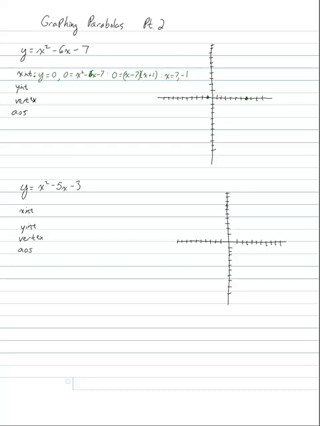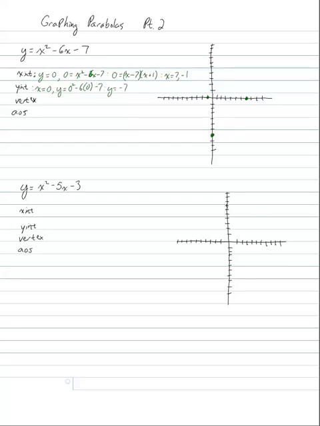Okay, let's try to find the y-intercept. So x equals 0, so I'll have y equals 0 squared minus 6 times 0 minus 7. Y equals negative 7. Okay, so now I need to find a vertex.